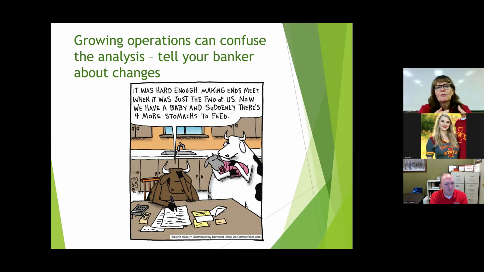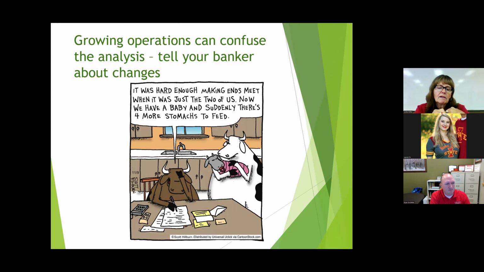Another caution I want to throw out. If you're growing your operation, you've added several cash rented acres this year, and you haven't really shown the income from those acres, but you certainly will show the expenses. Or maybe you've kept back extra heifers. Make sure you tell your banker about that growth change, because that does have an impact on some of the numbers they're going to calculate.